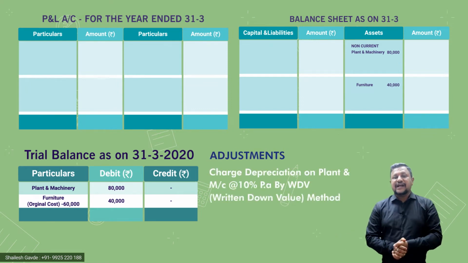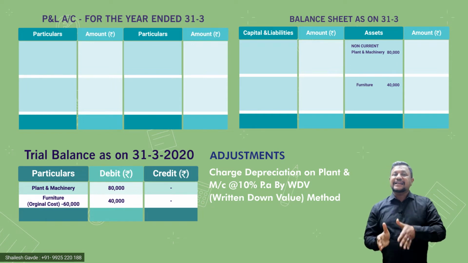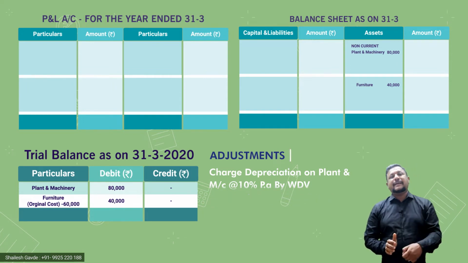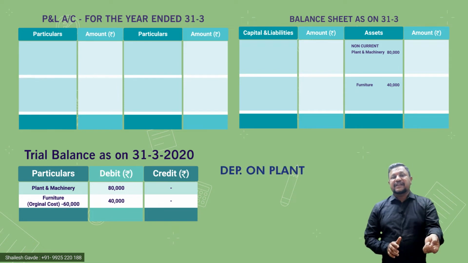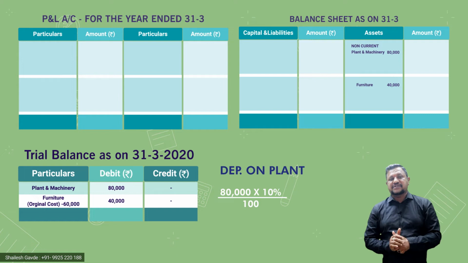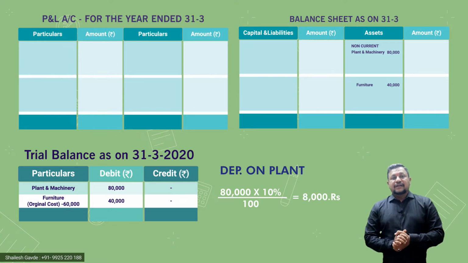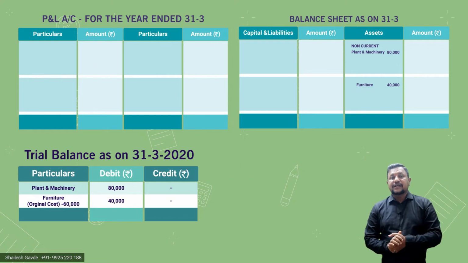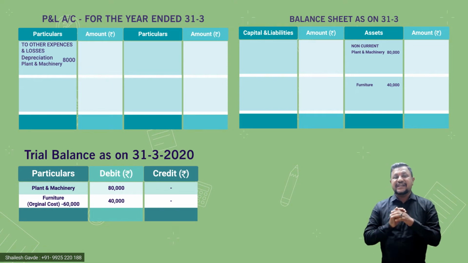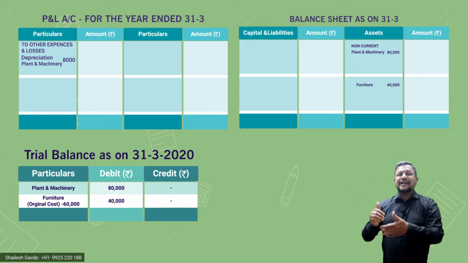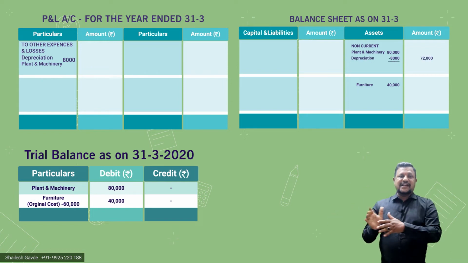First adjustment, we have to charge 10% depreciation on plant by WDV method. So if we calculate depreciation, the WDV of plant and machinery is 80,000. We take 10% of 80,000. So depreciation comes to 8,000 rupees. Now two effects. One effect we take to profit and loss account, debit side, to depreciation, plant and machinery 8,000. Second effect, we deduct depreciation from plant and machinery in balance sheet asset side.